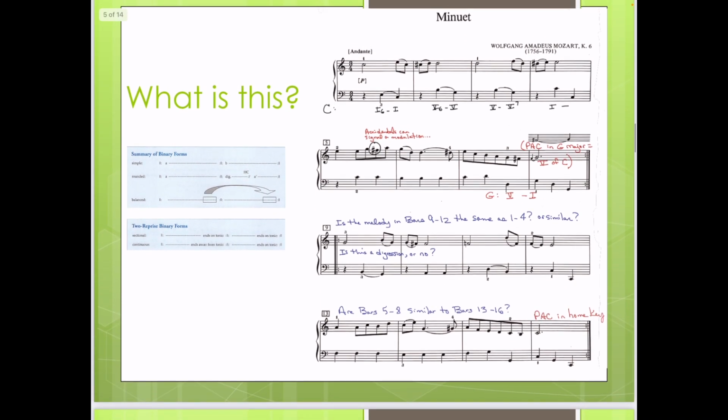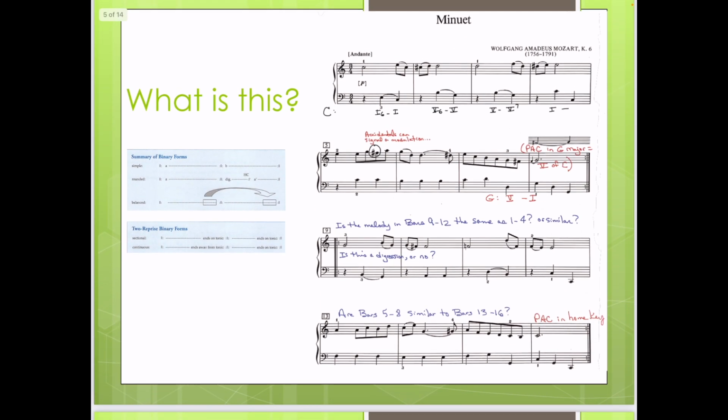Here's one, also by Little Mozart. This is his 6th composition. It goes like this. 1, 2, 3.